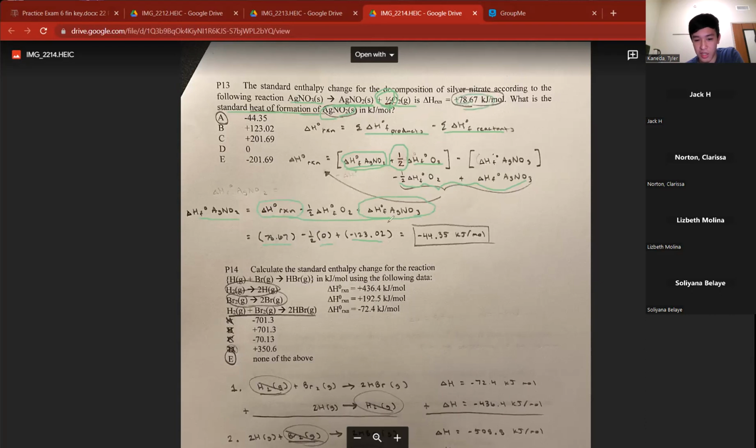And so I plug all those numbers in and I get negative 44.35 kilojoules per mole, which is this one right here. Any questions about this problem? Again, it's just kind of a repeat from homework, except a lot easier because there are a lot fewer compounds to deal with.